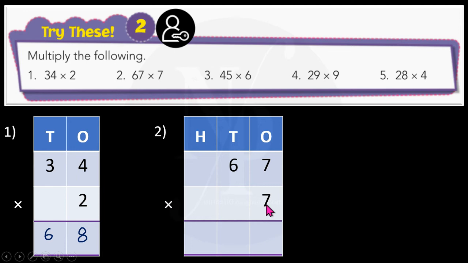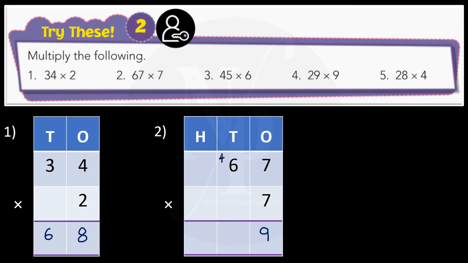So now as we learned, we have to multiply the digit at ones place first, that is 7 into 7. So 7 sevens are how much? 7 sevens are 49. So we write 9 here. 49 is regrouped as 4 tens and 9 ones. 9 ones are written in ones column and 4 tens are carried forward to the tens place.